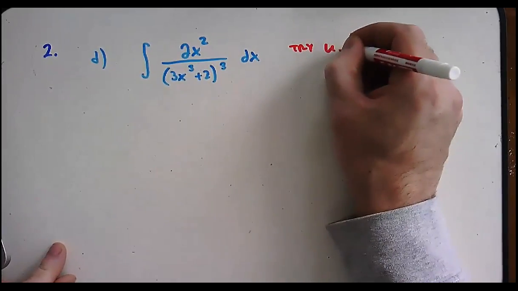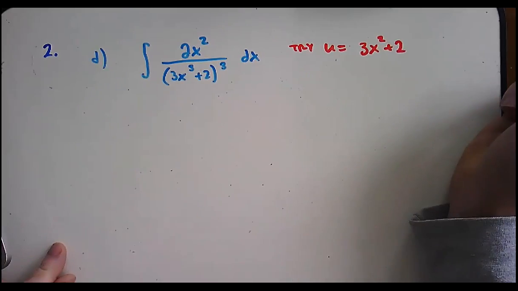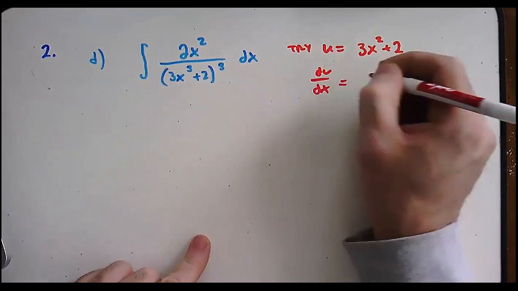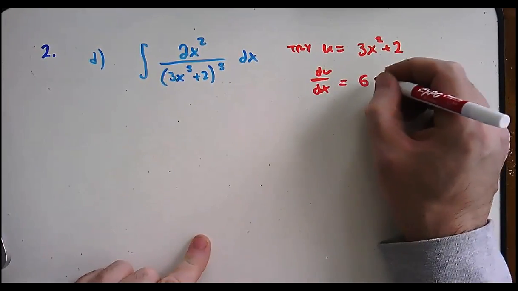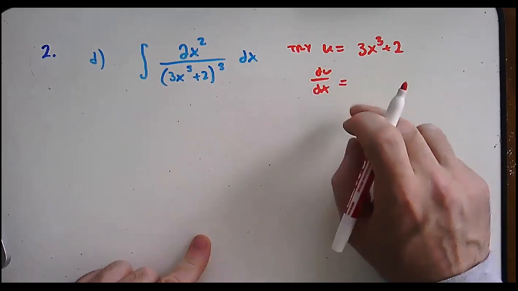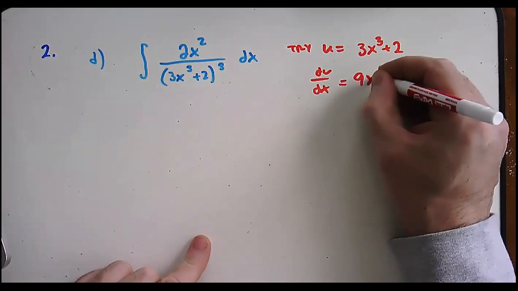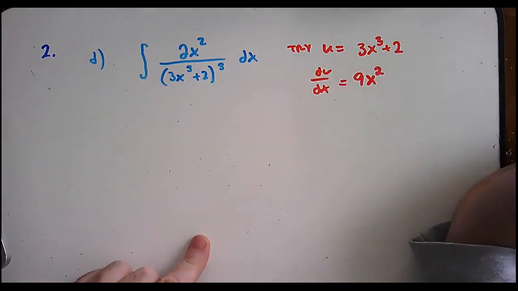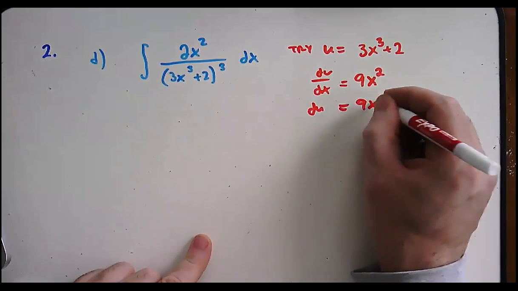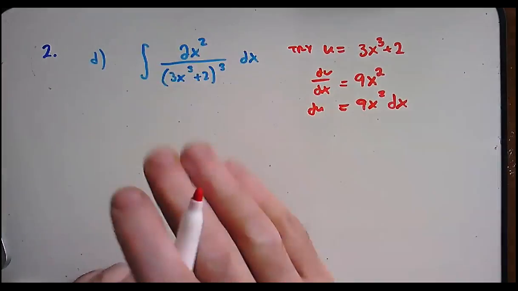So let's try u equals 3x squared plus 2. Okay, so if u equals 3x squared plus 2, then du dx is going to be 6. Sorry, that's a cubed, isn't it? 3x cubed. So if u is 3x cubed plus 2, then du dx would be 9x squared plus 0. And multiplying both sides by dx, I have du equals 9x squared dx. Okay, so I'll pause, look back here, zoom out, say, what do I have?